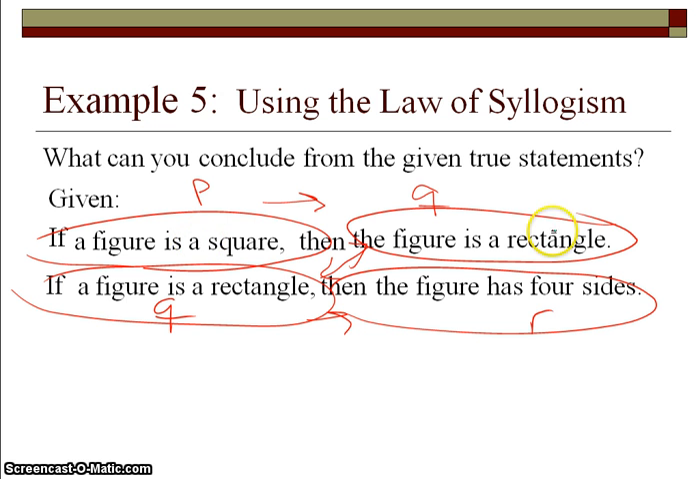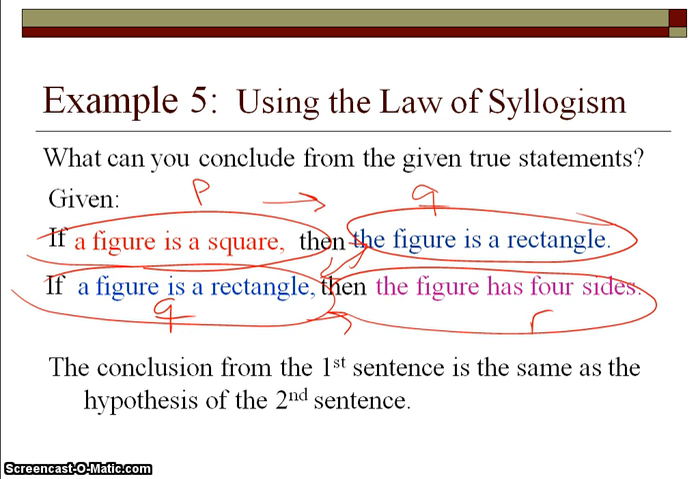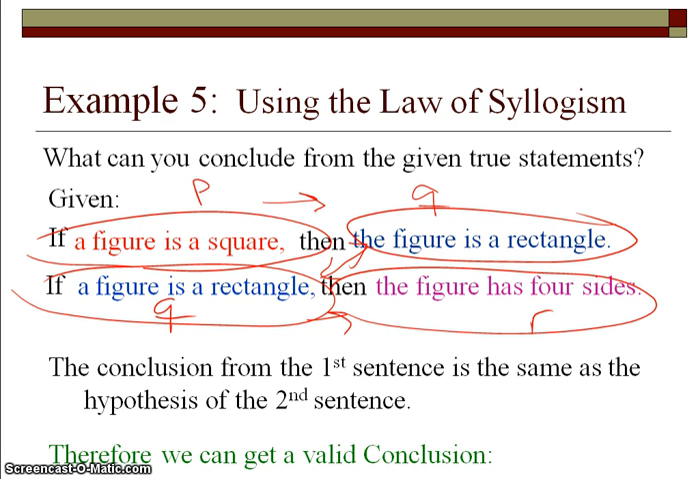So what this allows me to do in a kind of transitive way is, if a figure is a square and the figure is a rectangle, and, well, by the way, if the figure is a rectangle, then the figure has 4 sides, I'm allowed to leap directly to saying, since these two match, I can go directly from saying that if the figure is a square, then the figure has 4 sides. I don't need the middle part. And it works.